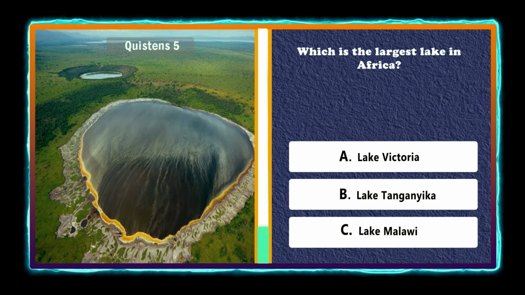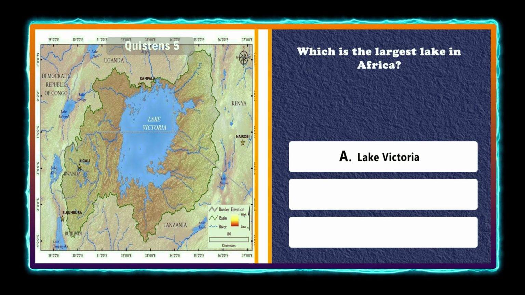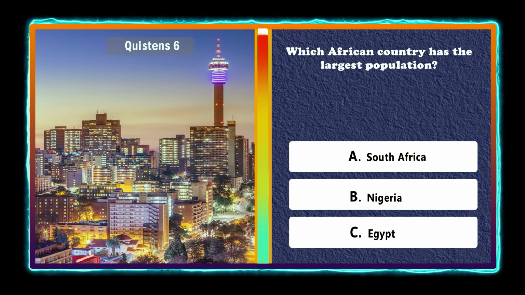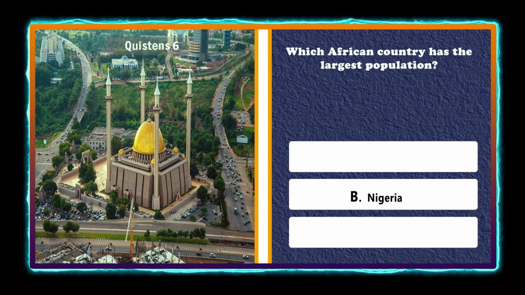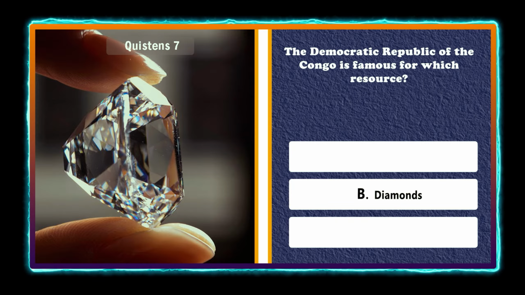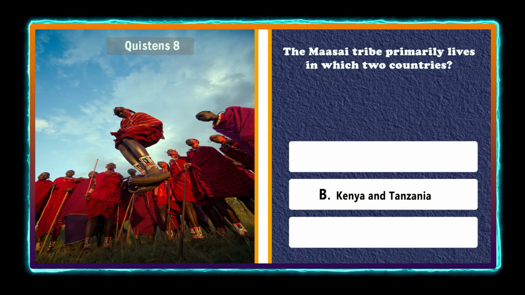Which is the largest lake in Africa? Lake Victoria. Which African country has the largest population? Nigeria. The Democratic Republic of the Congo is famous for which resource? Diamonds. The Maasai tribe primarily lives in which two countries? Kenya, and Tanzania.